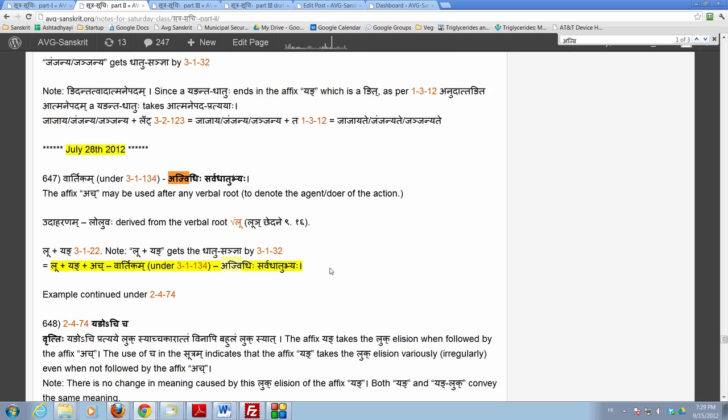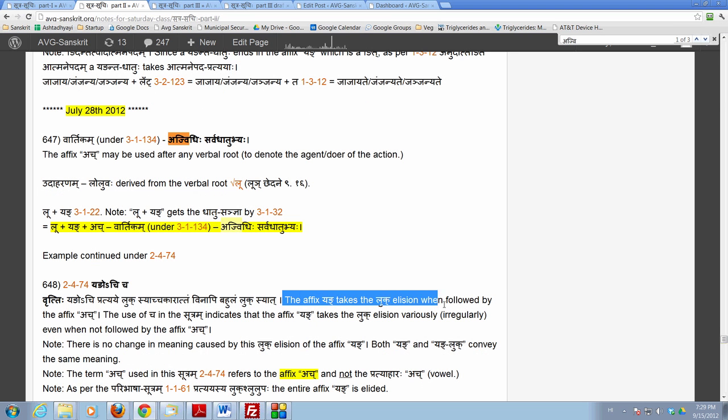2.4.74, we have studied yangochi. The affix yang takes lopa when followed by the affix ach. So there is no mention of this in the pachadiganaha. The pachadiganaha does not have any indication that following a yananta dhatu we can use the affix ach. But the fact that Panini is saying yangochi means that the affix ach must be available to be used by any dhatu ending in yang. So these are the indications that Panini has given, that the affix ach may be used not only after those verbal roots which are specifically in the pachadiganaha, but after other verbal roots also.